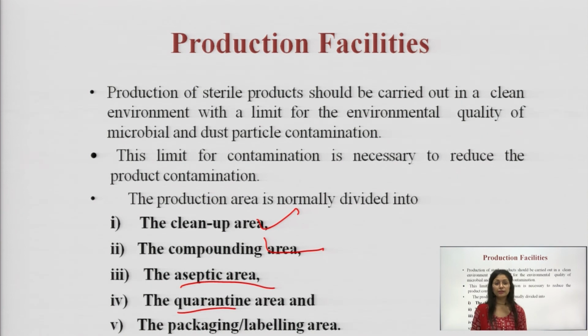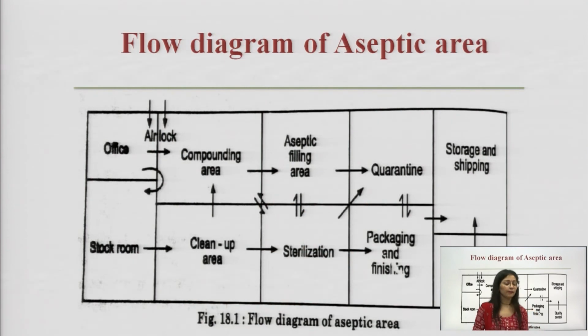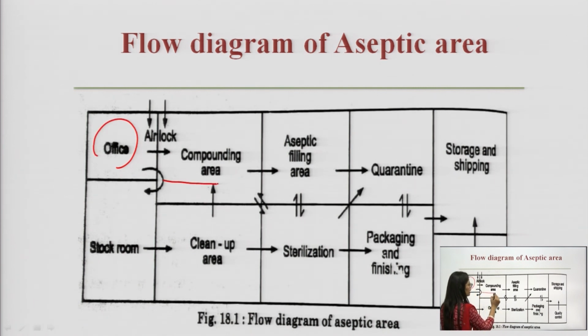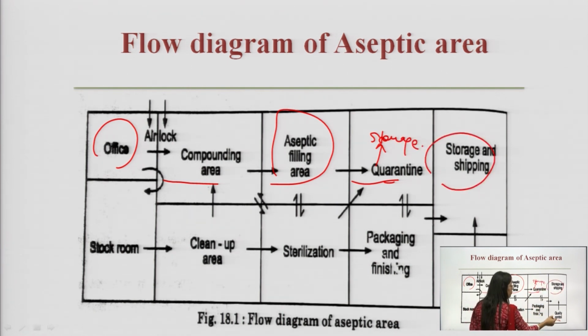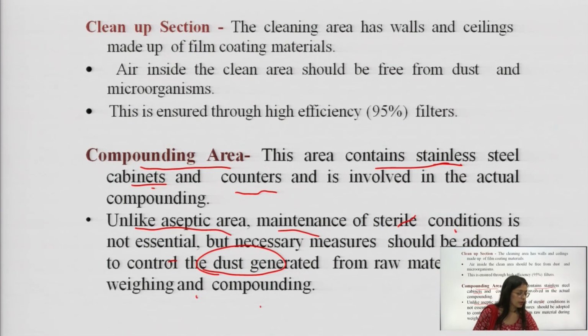Another thing, production facilities, let me explain. In the production facilities, we have lots and lots of areas: cleanup area, compounding area, aseptic area, quarantine area, packaging area and labeling area. Okay. Cleanup area, as I told you, we have office over here, compounding area, aseptic filling area, quarantine area. Quarantine area is where storage takes place. Okay. Quality control section is there where quality is getting maintained, packaging and labeling. The packaging is getting maintained, sterilization, cleanup area and stock room. These all have to be maintained very efficiently.